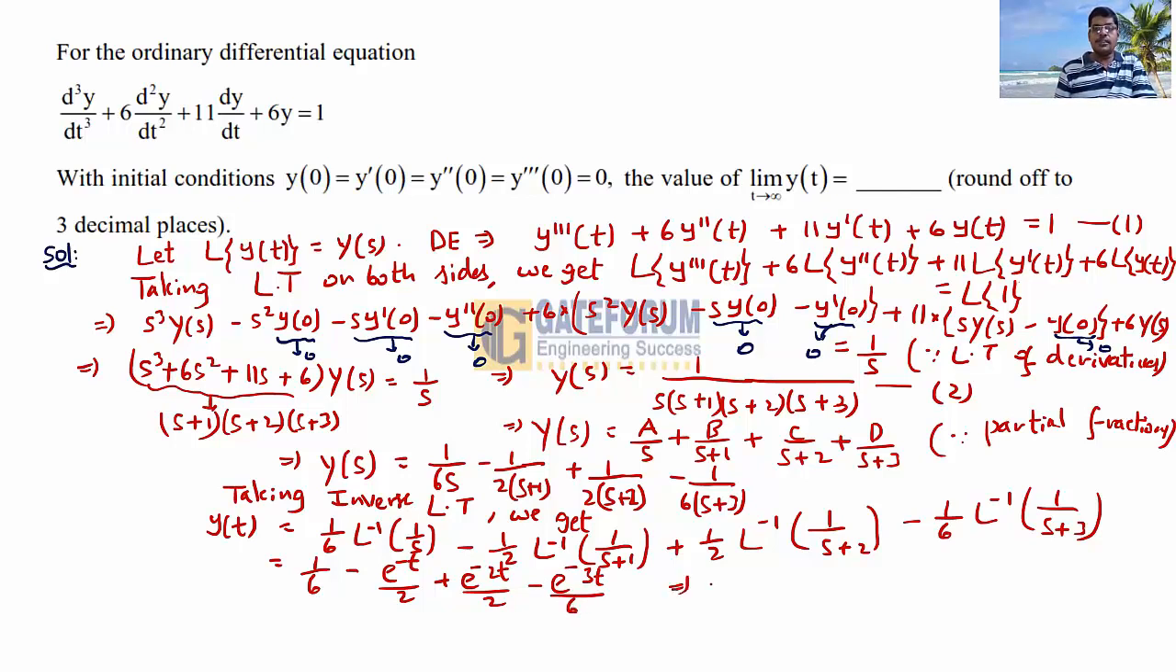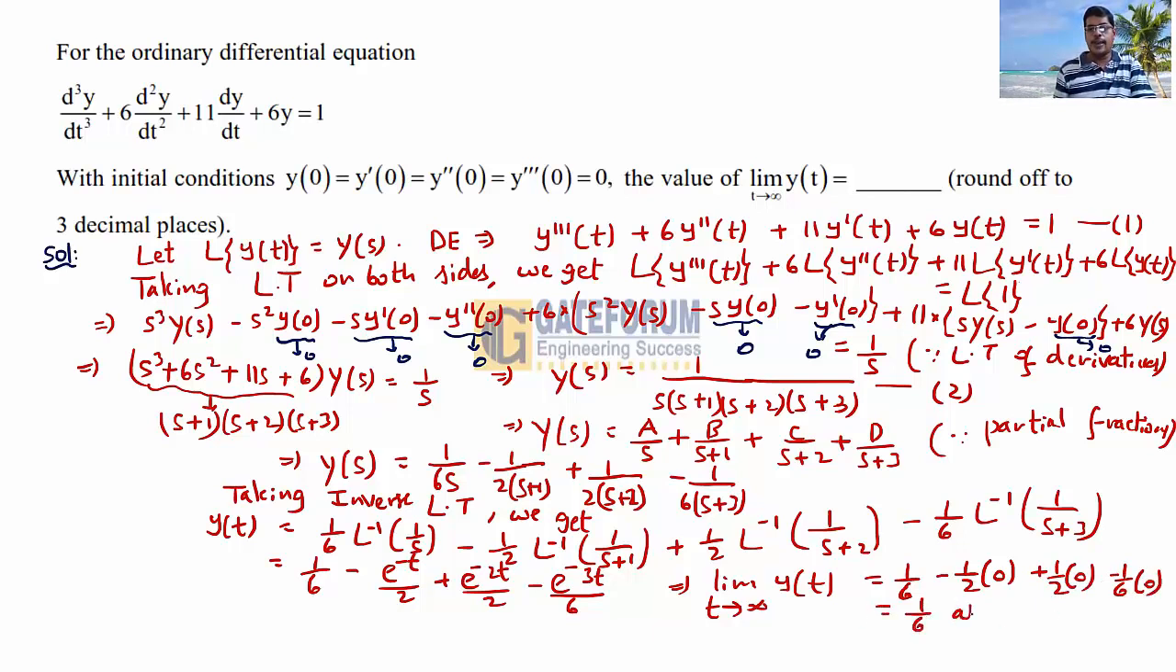Now this implies the limit as t tends to infinity of y(t). When t tends to infinity, e power minus infinity is 0. So 1 by 6 minus 1 by 2 into 0 plus 1 by 2 into 0 minus 1 by 6 into 0, which finally simplifies to 1 by 6. And the limit as t tends to infinity of e power minus t is equal to 0.